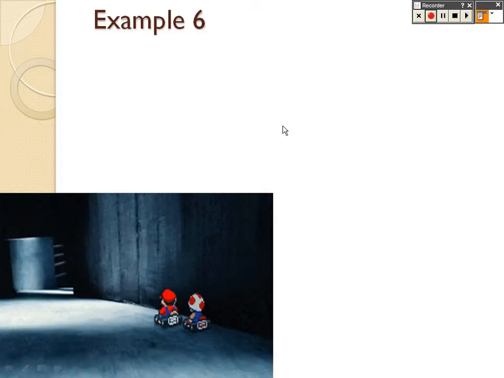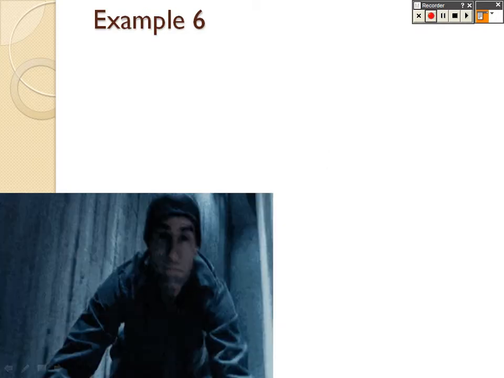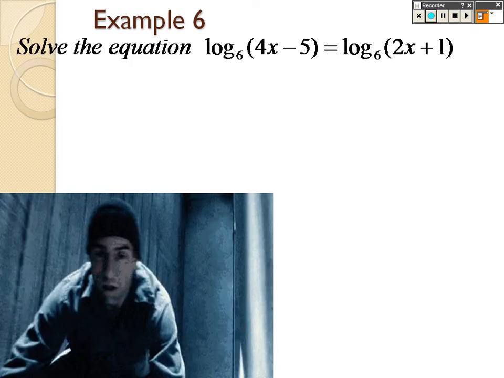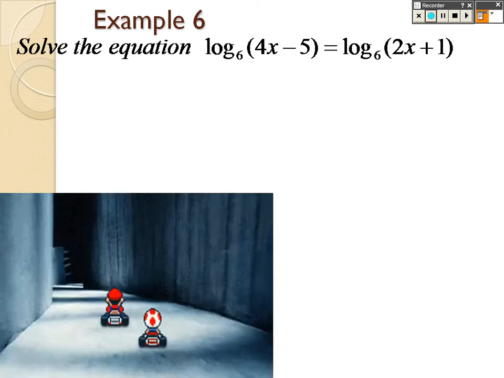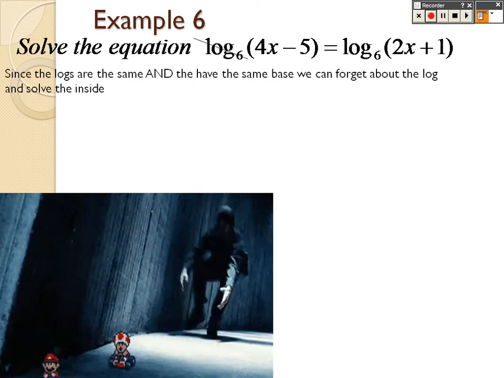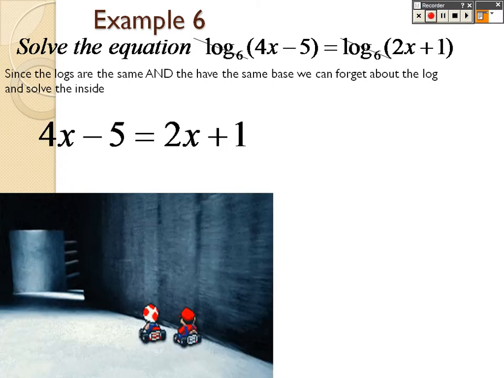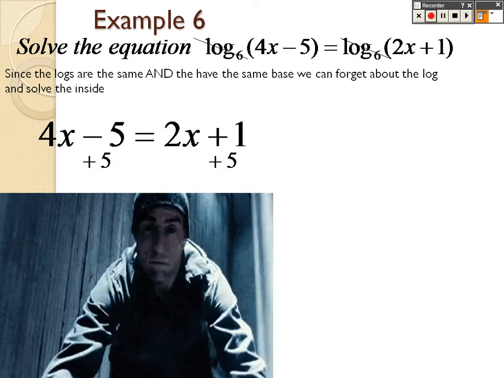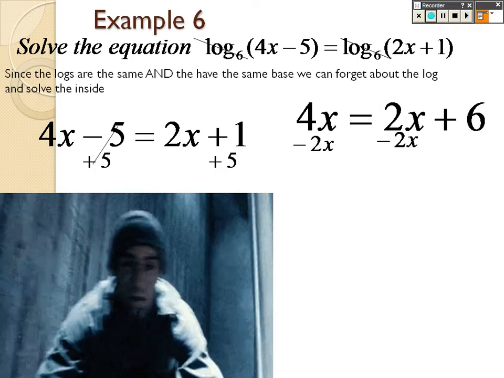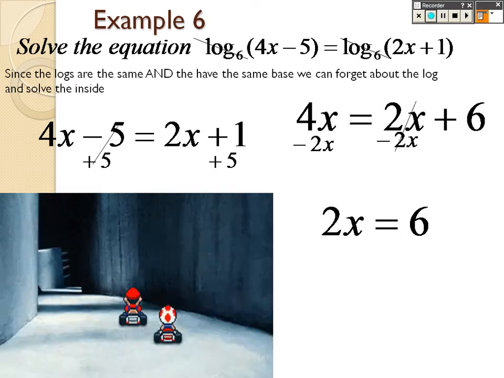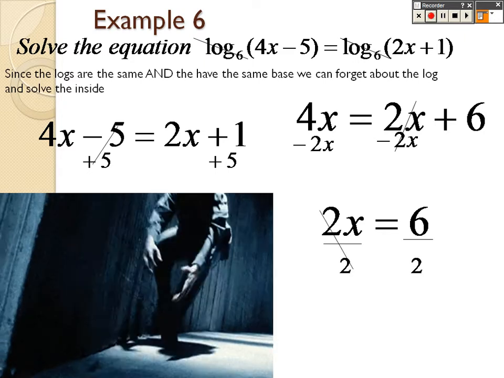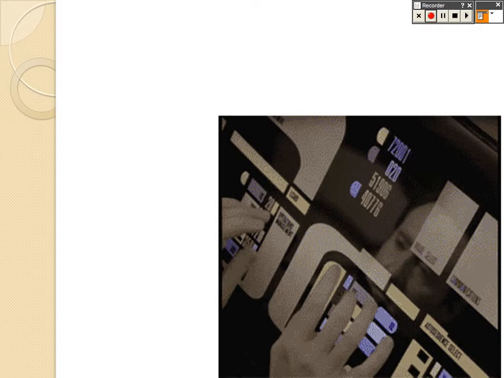Alright, so continuing here in 5.4 with solving some equations with exponentials and logs. We're on example 6 now. I'm going to solve this equation, and these are the easy equations we went over before because the bases are the same, so don't overthink these. Just solve whatever's inside. So I add 5 to both sides, so I get 4x equals 2x plus 6. Move 2x over there, so I get 2x equals 6, and I divide both sides by 2. So I get x equals 3 as my answer.